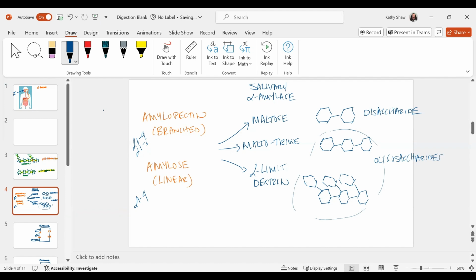So what you'll notice in all of our digestion stories is we're going to start out with large molecules, and we're going to sequentially break them into smaller and smaller pieces. So I broke the amylopectin and the amylose down into disaccharides and oligosaccharides, so into these smaller units. I'm going to take these smaller units now and keep going. We did that up till a little bit of the first part of the stomach, stopped in the stomach. Now we're going to move into the small intestine.